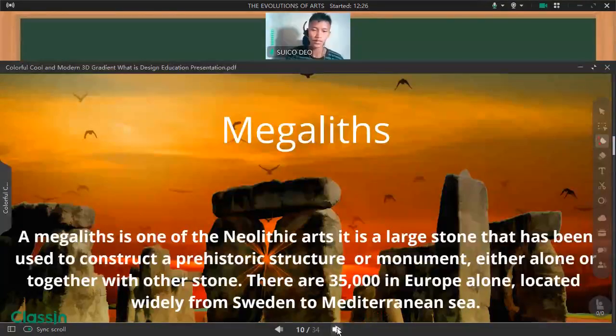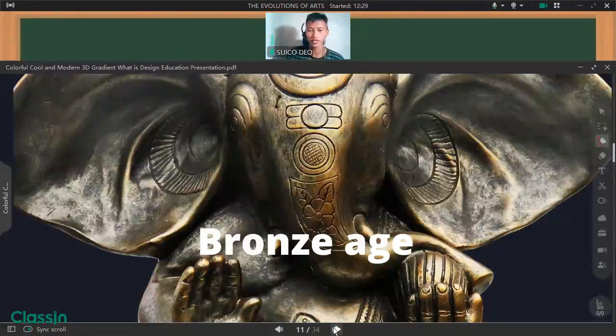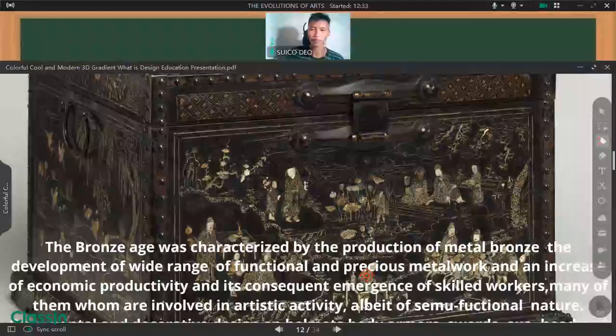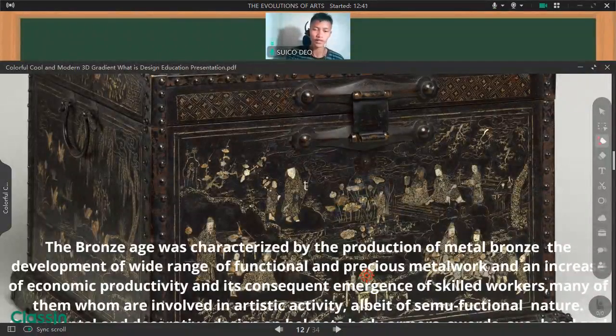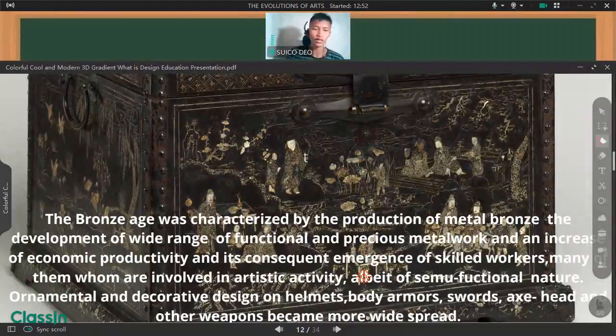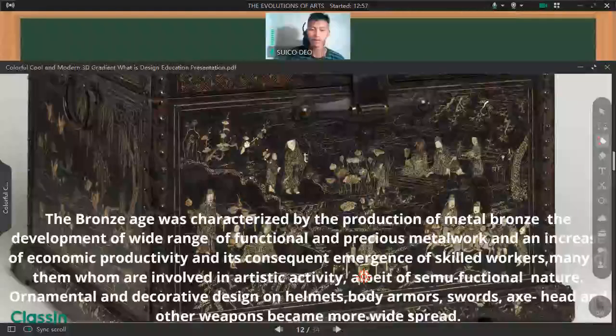The next era is the Bronze Age. The Bronze Age was characterized by the production of metal bronze, the development of a wide range of functional and precious metalwork, and an increase of economic productivity. Its consequence was the emergence of skilled workers, many of whom were involved in artistic activity, albeit of a semi-functional nature. Ornamental and decorative design on helmets, body armors, swords, axes, and other weapons became more widespread.